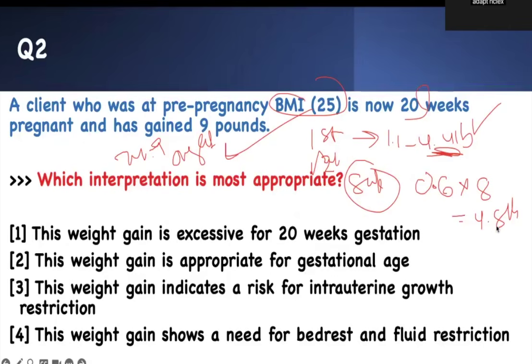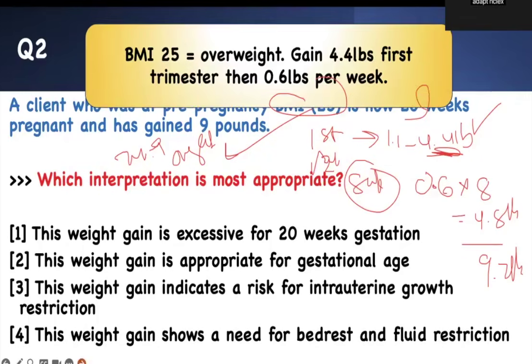And therefore, what do you think? 4.8 plus 4.4 is 9.2. So a total of 9.2 pounds she's supposed to gain in addition to her original weight. What did the question say? She gained 9 pounds. Therefore, the weight gain is not excessive. The weight gain is appropriate. It does not indicate intrauterine growth retardation. The weight gain shows a need for bed rest? It does not.